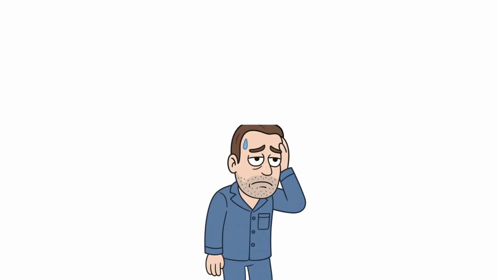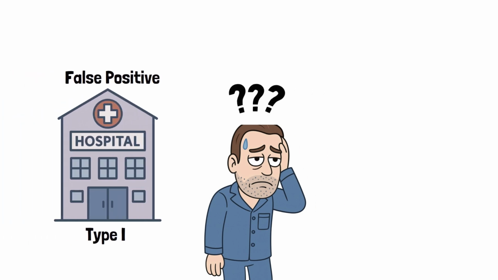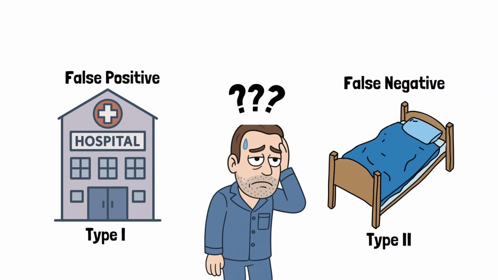Now let's raise the stakes. You're not feeling well. Do you go to the hospital? If you go and it's nothing serious, that's a type 1 error, a false positive. You go to the ER and wait. A few exams are ordered, you feel lousy, and it might be expensive. However, if you stay home and it's serious, that's a type 2 error, a false negative. You thought you just needed some rest, but you actually needed medical help.